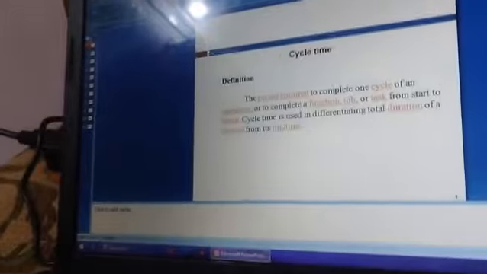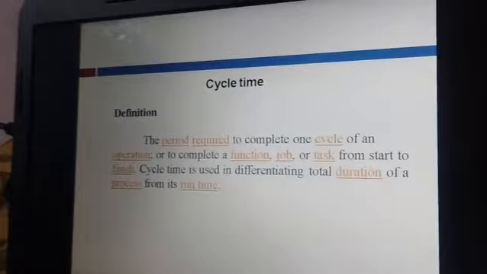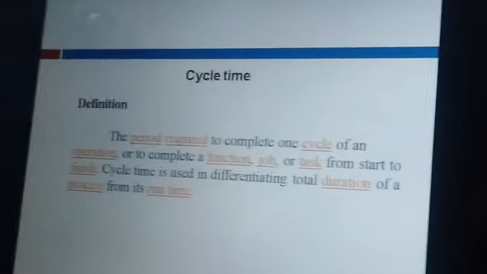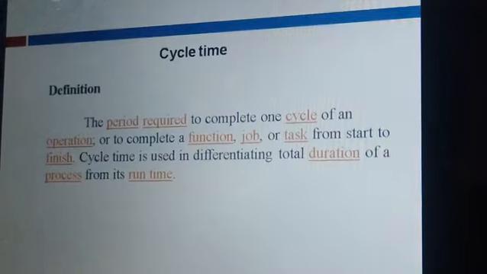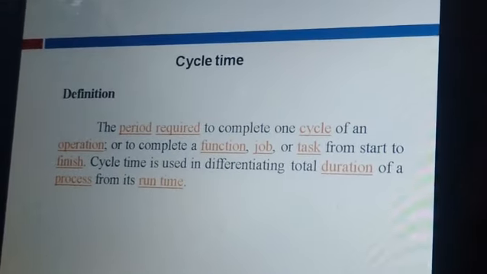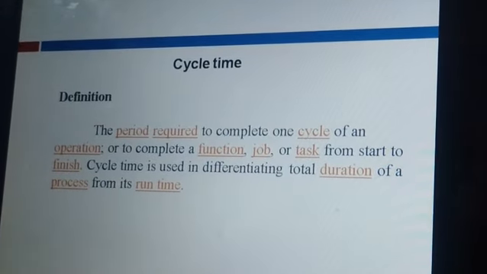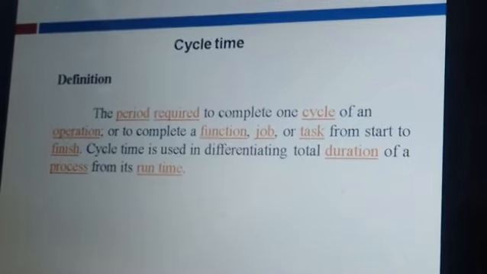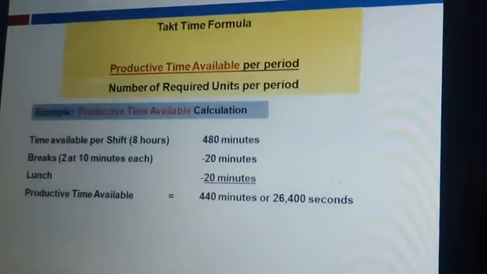So first and foremost is cycle time. How to calculate the cycle time? What are the formulas required for cycle time? What is the definition of cycle time? The period required to complete one cycle of an operation, or to complete a function, job or task from start to finish. Cycle time is used in differentiating the total duration of a process from its run time. So this is the basic definition of cycle time.